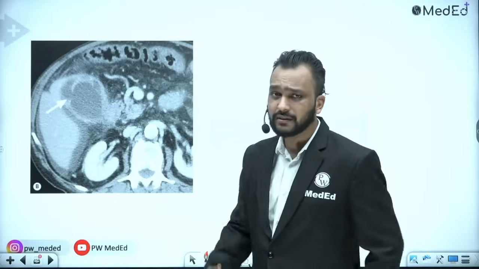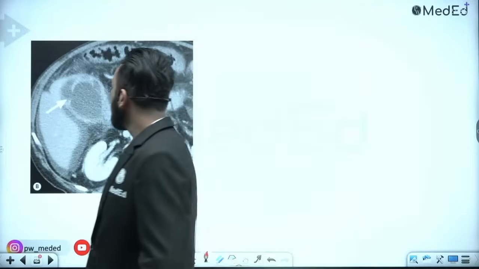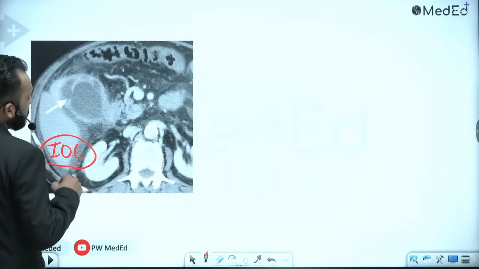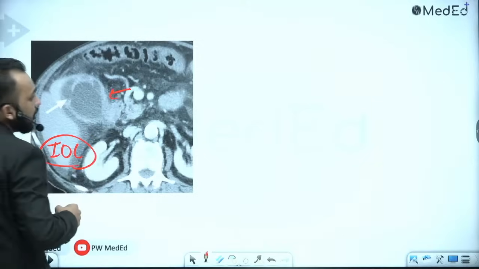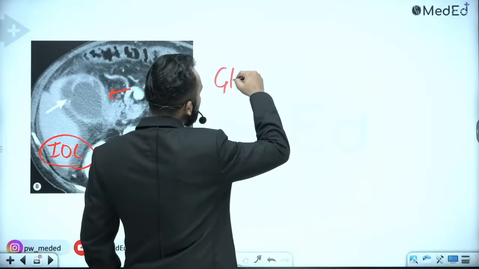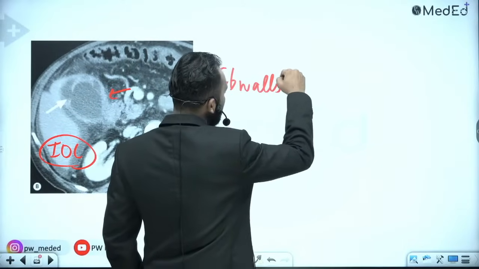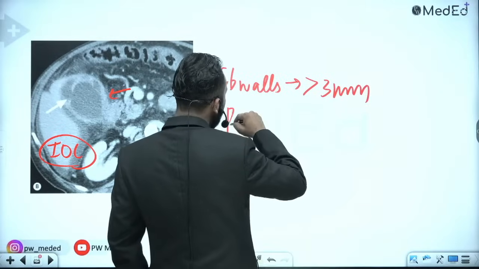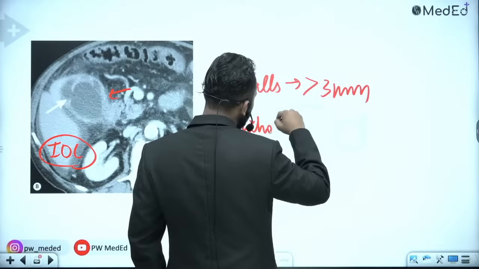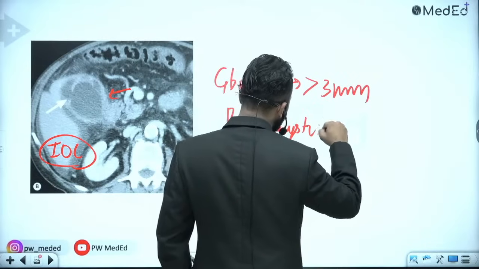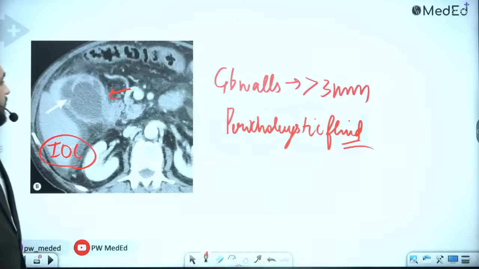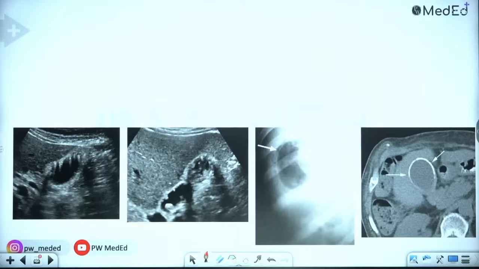So how do you diagnose a case of acute cholecystitis? You can diagnose it through ultrasound and through CT as well, right? Investigation of choice will be CECT abdomen. In CECT abdomen, you will see that the gallbladder wall will be thickened, and the thickening will be more than 3 mm. Pericholecystic fluid will also be seen, right? So when these features are present, you will label it as a case of acute cholecystitis.